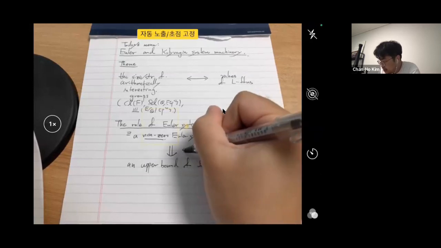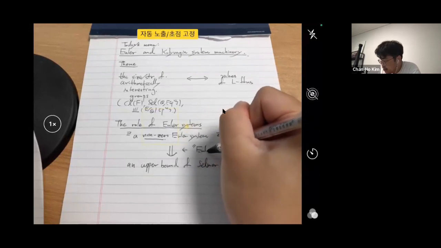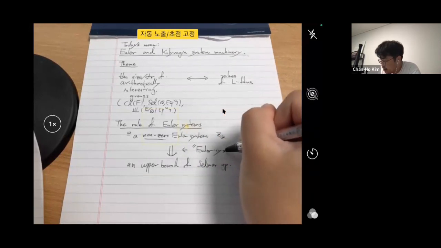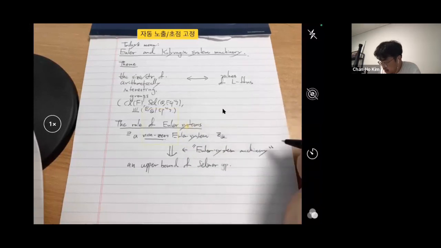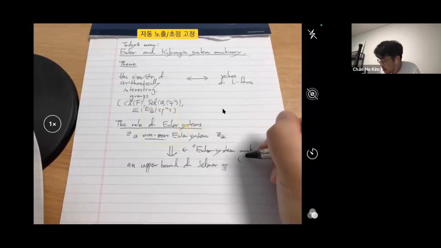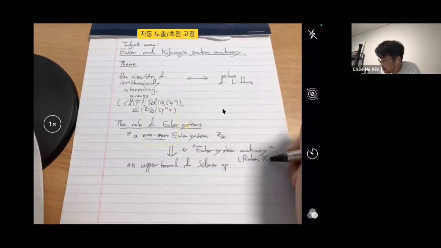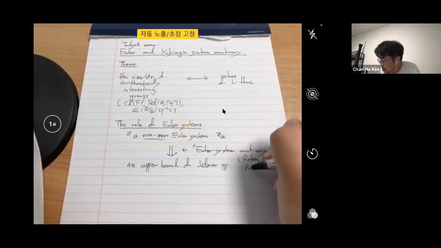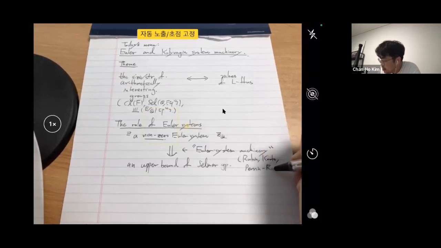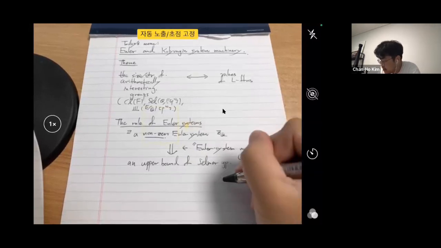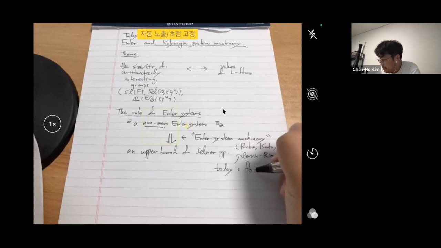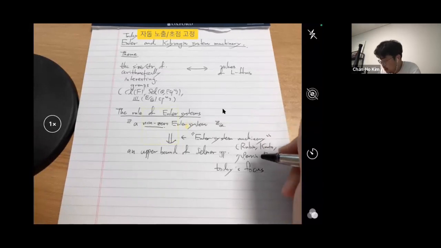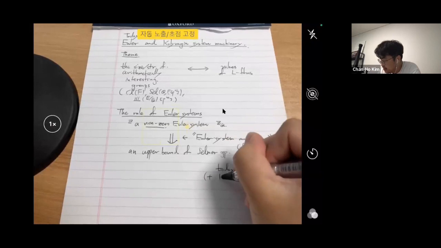This is the so-called Euler system machinery, due to Rubin, Kato, and Perrin-Riou, and this machinery itself is today's focus, plus some arguments in the Kolyvagin systems.